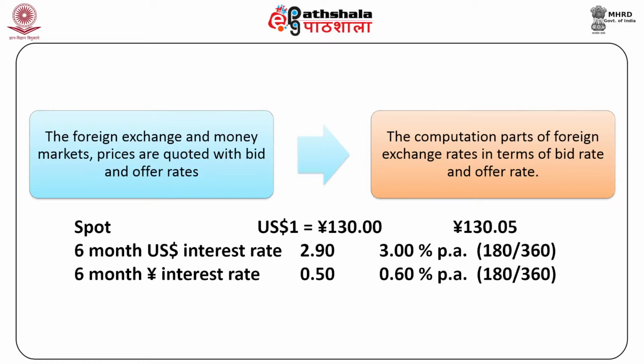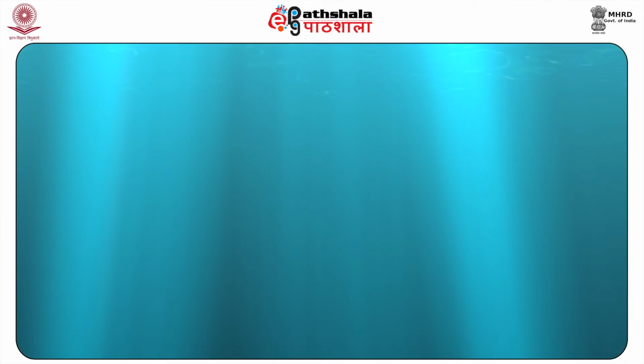Suppose spot US $1 is equal to 130 yen or 130.05 yen. 6 months US dollar interest rate is 2.90 or 3% per annum, that is 180 by 360. 6 months yen interest rate is 0.50 or 0.60 per annum, that is 180 by 360.